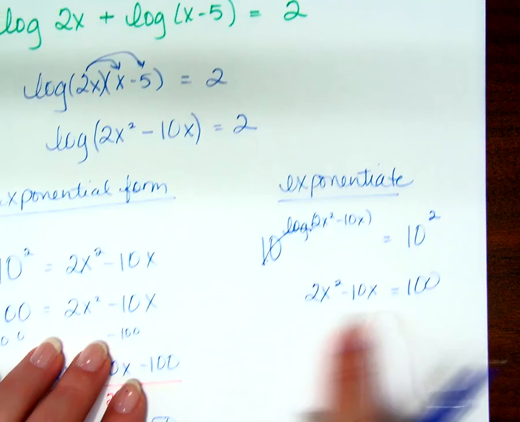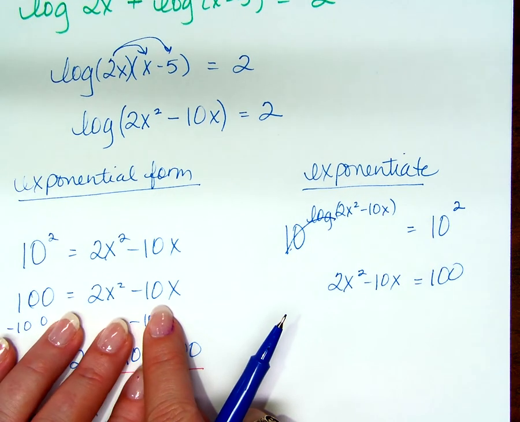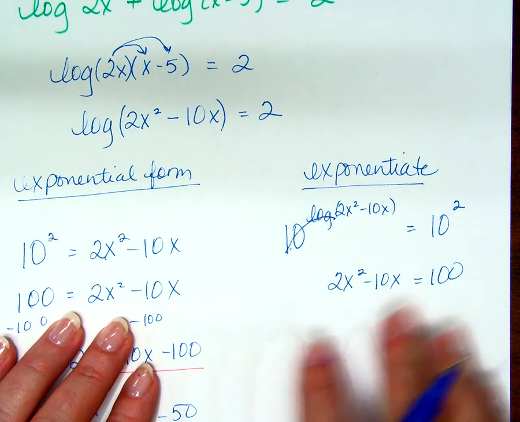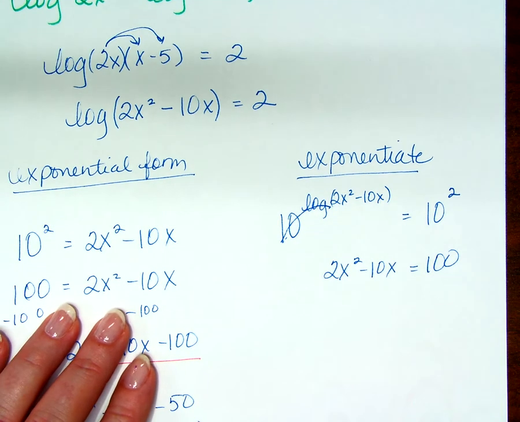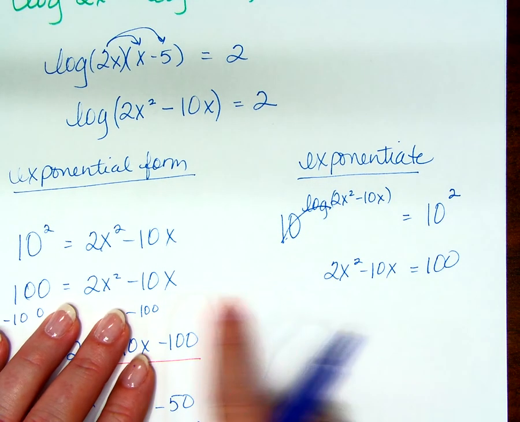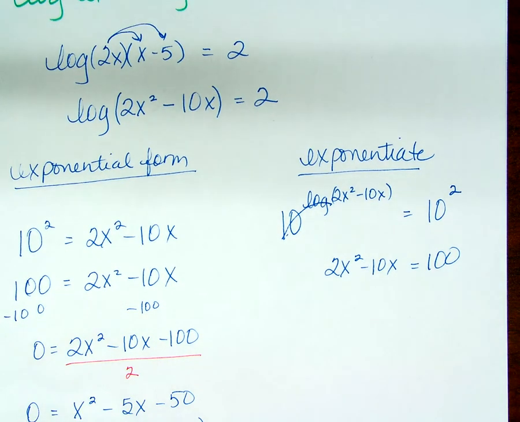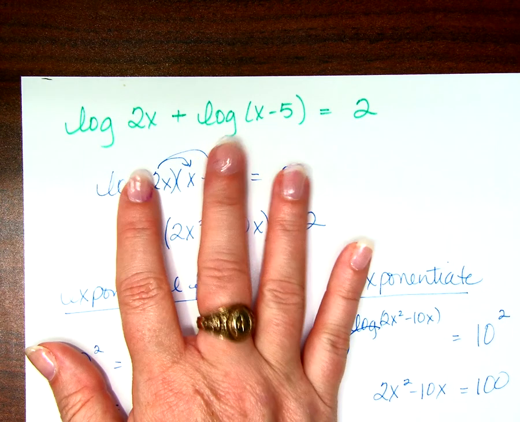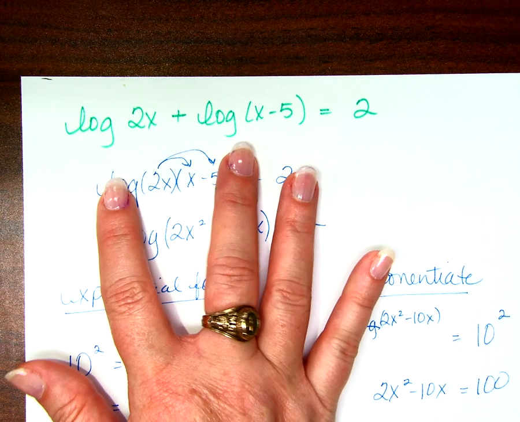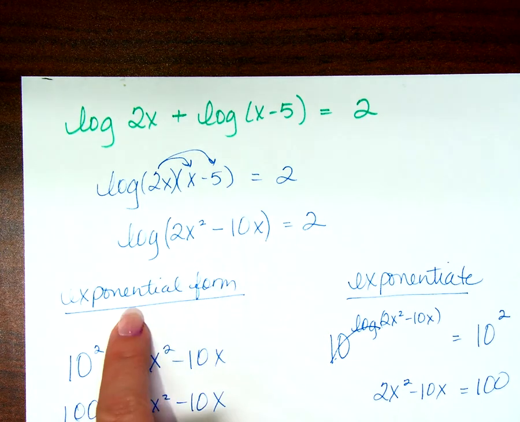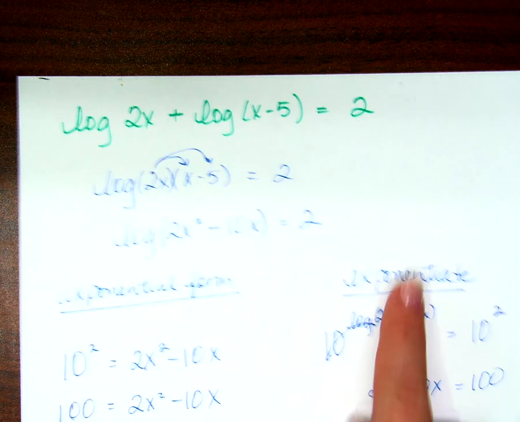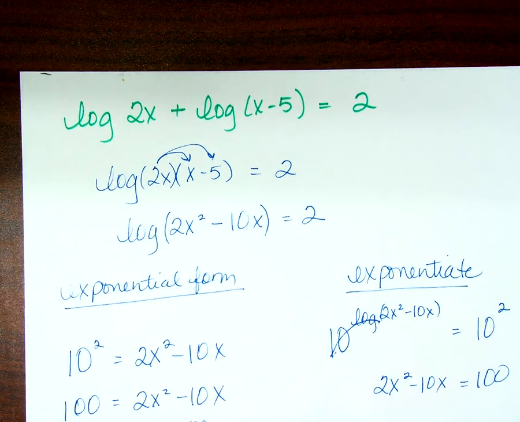Well, that looks terribly familiar to this step right here. I'm not going to finish this out because you know we're going to get exactly the same thing, because that's exactly the same thing right here. So once you condense in problems where you have logarithm written more than once, once you condense, you can either write it in exponential form or exponentiate, whichever way you're more comfortable with.